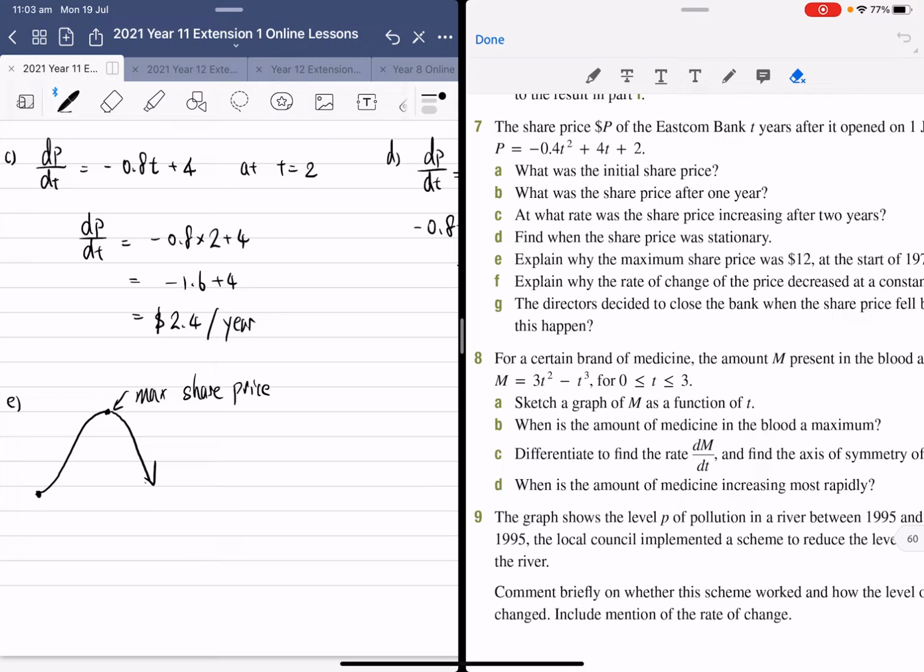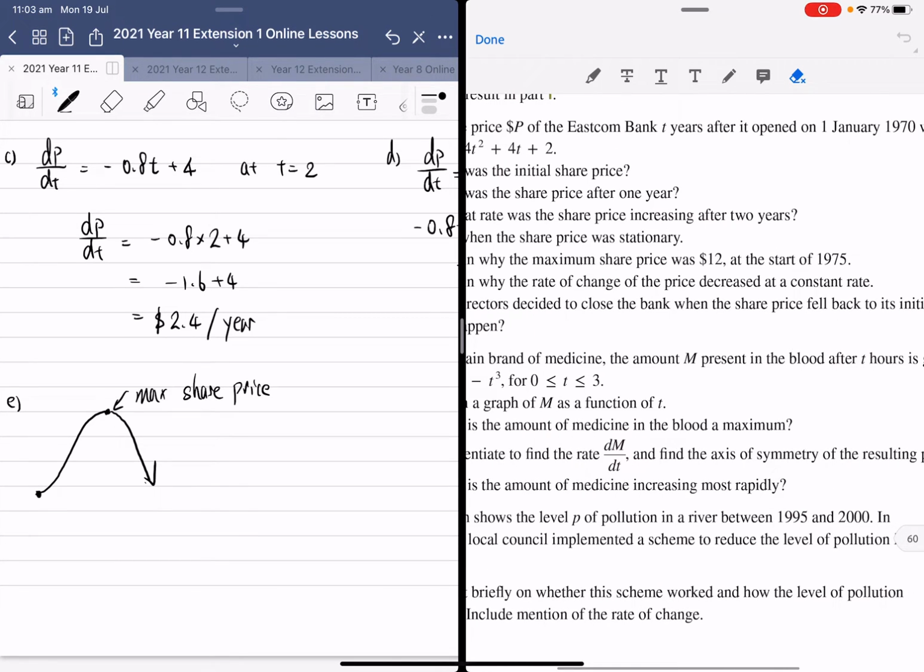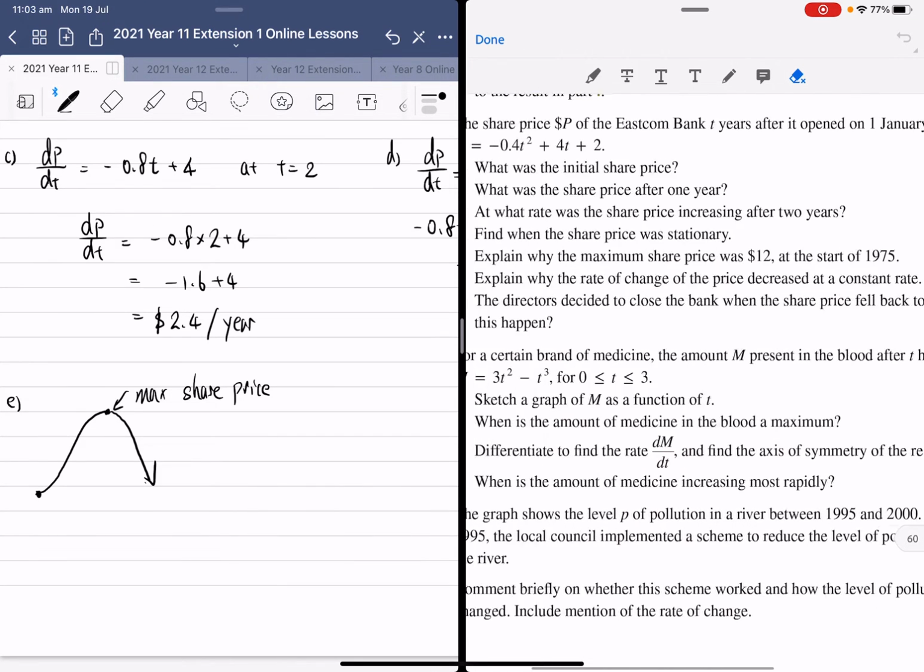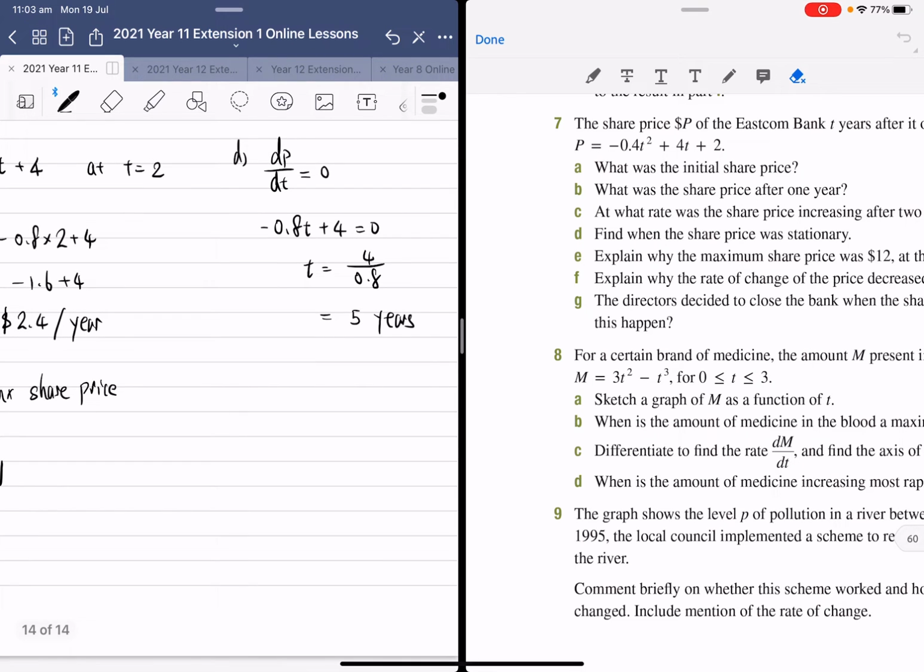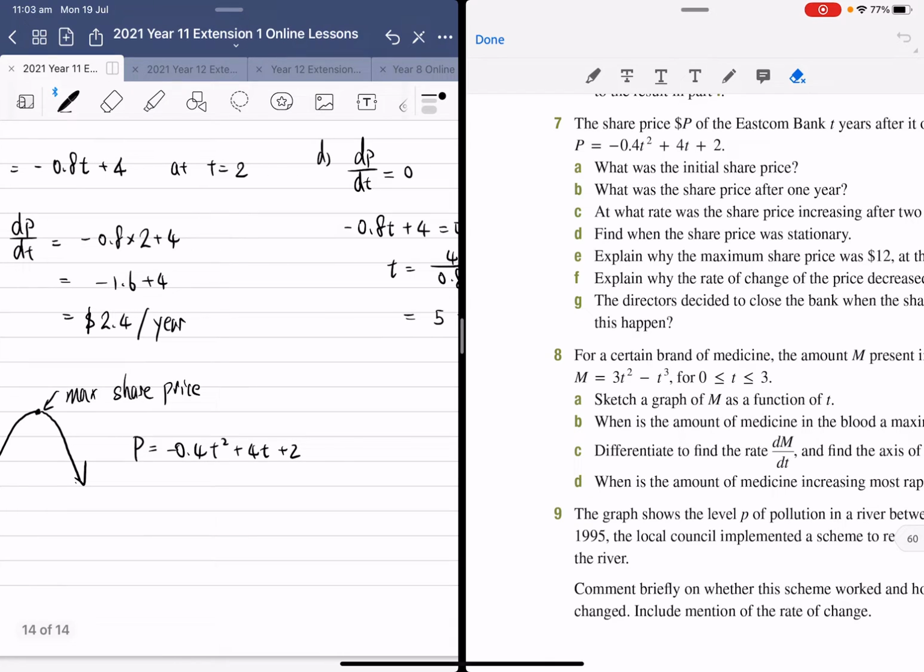So the question now asks us to find out why the maximum share price was 12, at the start of 1975. The question was starting in 1970, so 5 years later, 1975, that obviously makes sense. We just need to find the share price at t equals 5. It's pretty easy. We substitute t equals 5, so we'll get P equals negative 0.4 times 25 plus 20 plus 2. Hopefully, after the calculation, we will end up with $12.